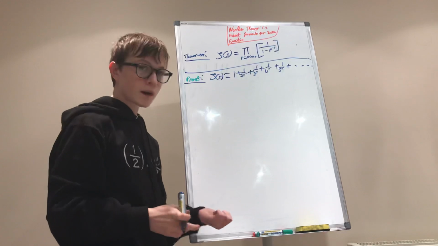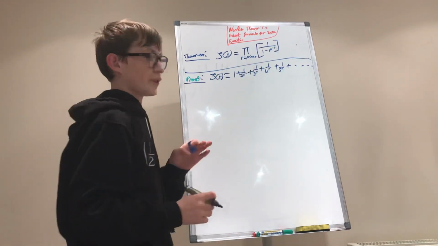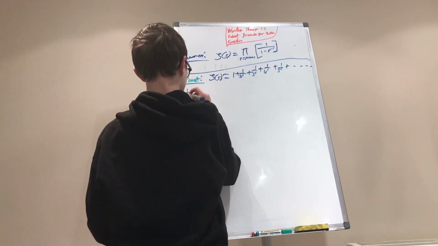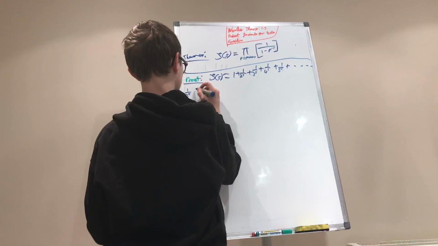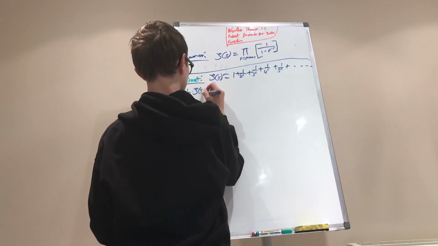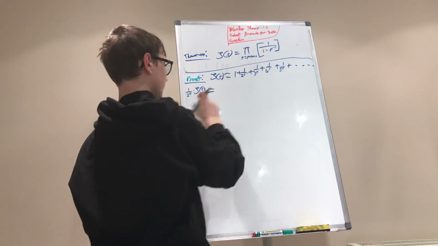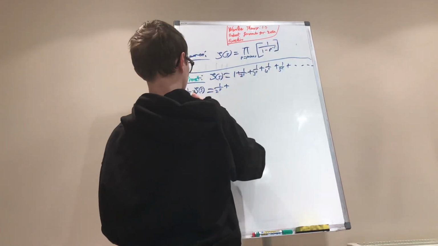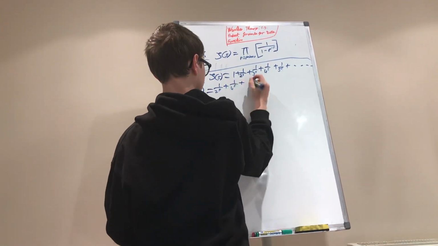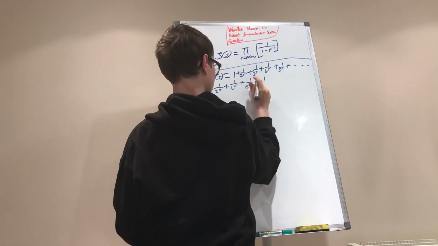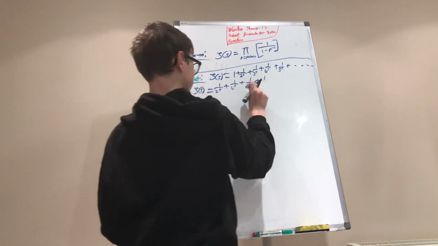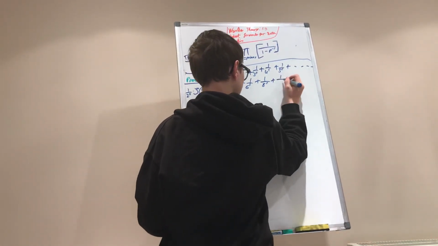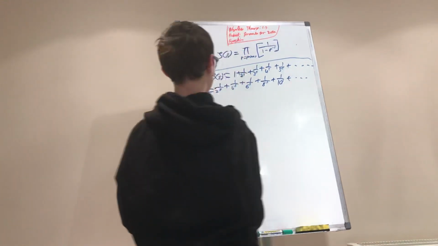Okay? And now, I think it would be interesting if we just multiplied both sides by 1 over 2 to the power of S. So, 1 over 2 to the power of S times zeta of S equals, what's 1 times 1 over 2 to the power of S? Just 1 over 2 to the power of S, plus 2 times 2 is 4, 1 over 4 to the power of S, plus 1 over 6 to the power of S, plus 1 over 8 to the power of S, plus 1 over 10 to the power of S, and so on and so forth.